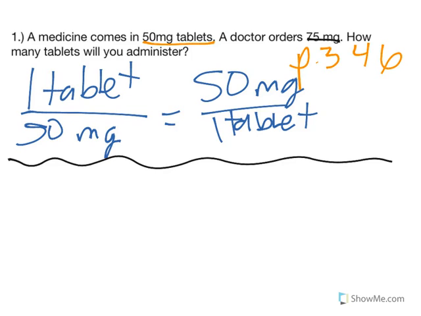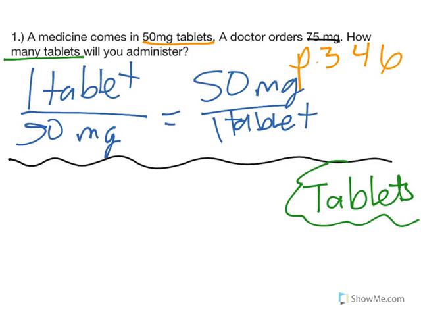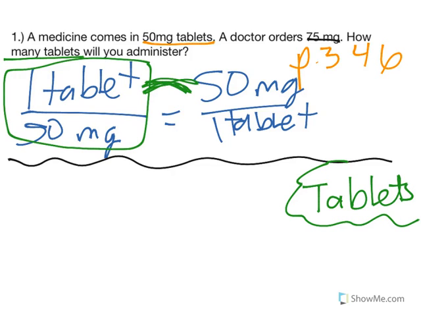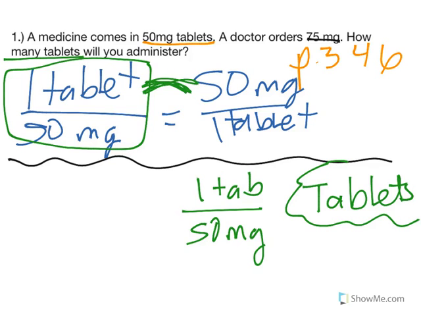This is a type of problem where I think sometimes working backwards is easier. The question is how many tablets? So we know our goal is to have tablets at the end. Looking at these two identity ratios, this first one, now circled in green, is the one that has tablets on the top. So I'm going to want to use one tablet is 50 milligrams. We don't want anything to do with milligrams in our problem, so I need to multiply by something that has milligrams on the top so that my milligrams will cancel out.